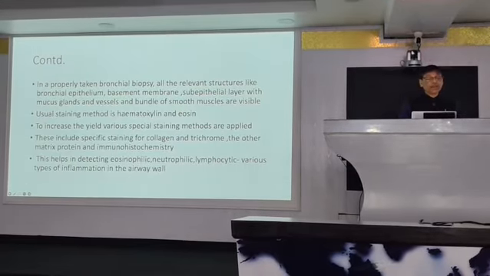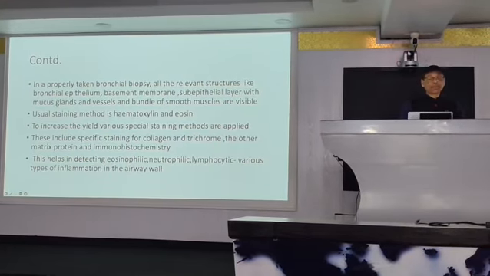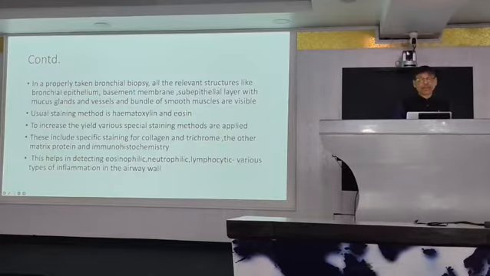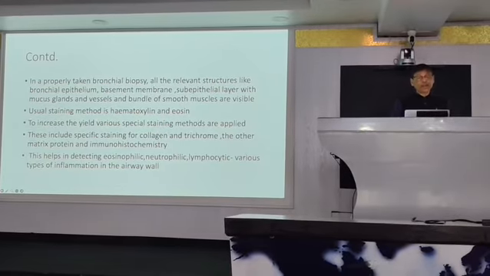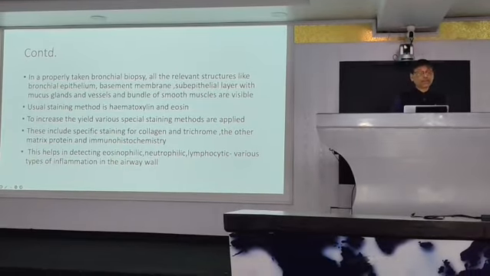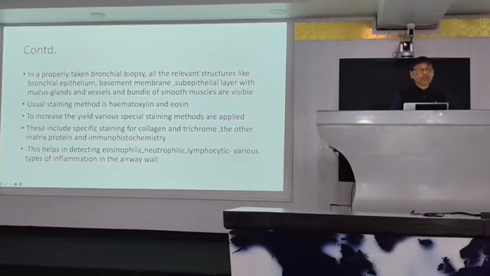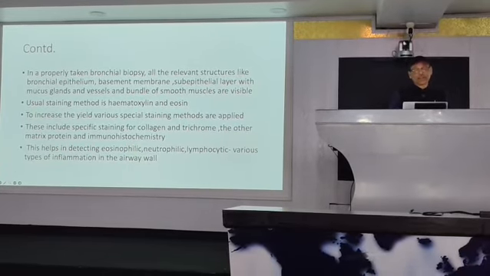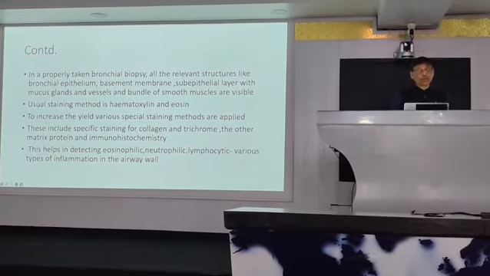It is in a properly taken bronchial biopsy. All the relevant structures like bronchial epithelium, basement membrane, subepithelial layer with mucous glands and vessels and bundles of smooth muscles are visible. The usual staining method is hematoxylin and eosin. To increase the yield, various special staining methods are applied. These include a specific staining for collagen and trichrome, the other matrix protein, and immunohistochemistry.